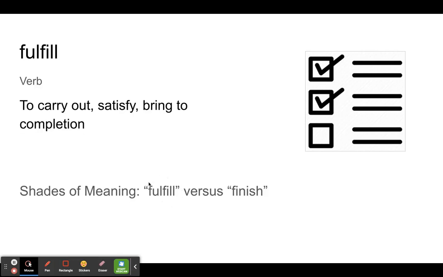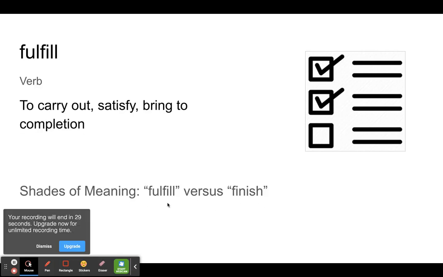But if you say I fulfilled my obligation or I fulfilled my purpose, it has the sense of you did it to the extent it was supposed to be done. You did it in a really good way. So that it's not only finished, but awesome.